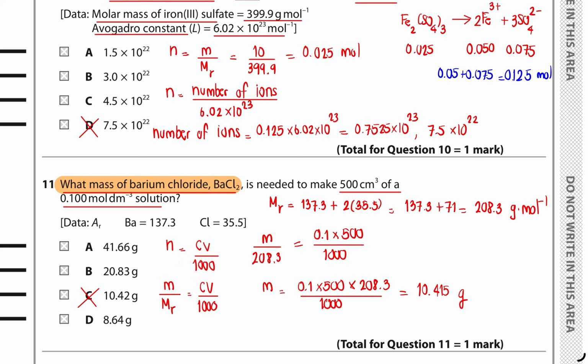Okay, so we want to find the mass, right? So it will be mass divided by 208.3 equal to 0.1 times 500 divided by 1000. So therefore, after simplifying everything, we'll get the value of the mass equal to 10.415, which is 10.42. So the answer is C.